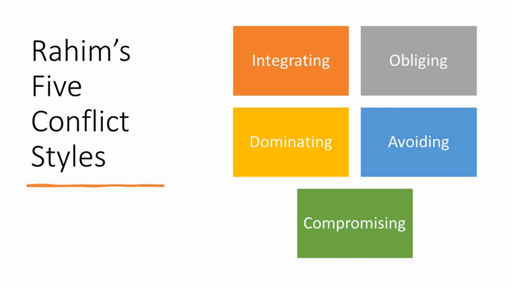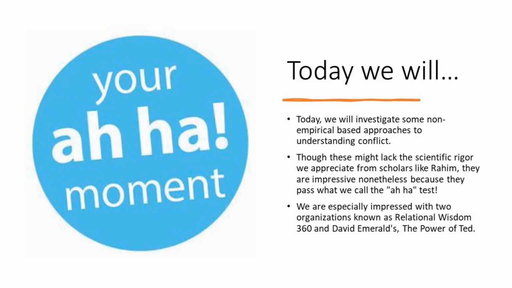In our last lesson, we introduced the concept of conflict styles and presented the scholarly work of Rahim and Thomas and Kilmann. Their works help us to see how most people approach conflict and allow us to reflect on our default styles as well. Each of the conflict styles has benefits and rewards. When you understand conflict styles, you can broaden your view on how you might approach a conflict more successfully. Today, we're going to include some non-empirical based approaches to our discussion of conflict styles.